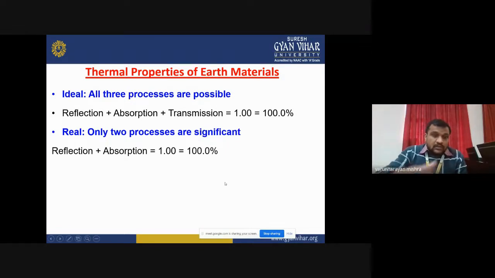Okay, so the thermal properties of earth materials can be studied with the help of the black body radiation principle. The principle tells us that there will be complete absorption of the radiation, but in the real world there is no such object that completely absorbs all kinds of radiation. There may be very slight reflection as well as transmission. There is no complete absorption of the radiation that is striking the object.